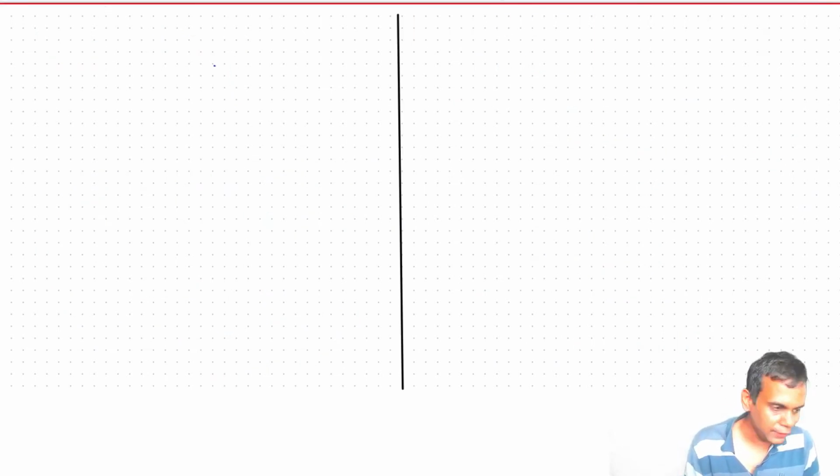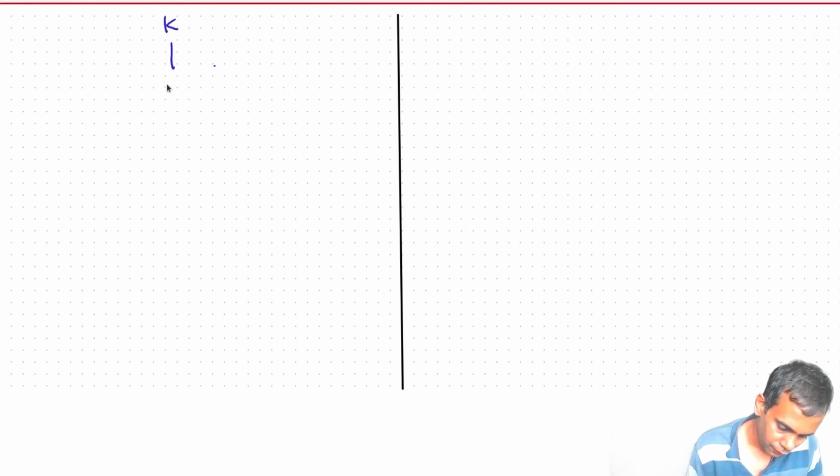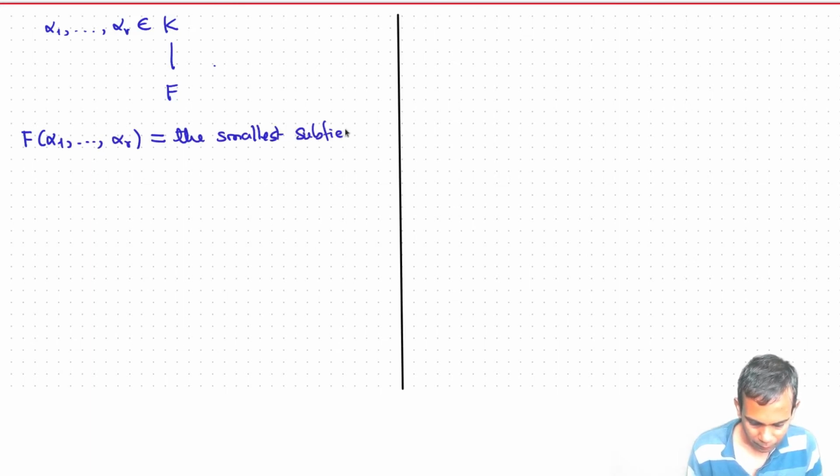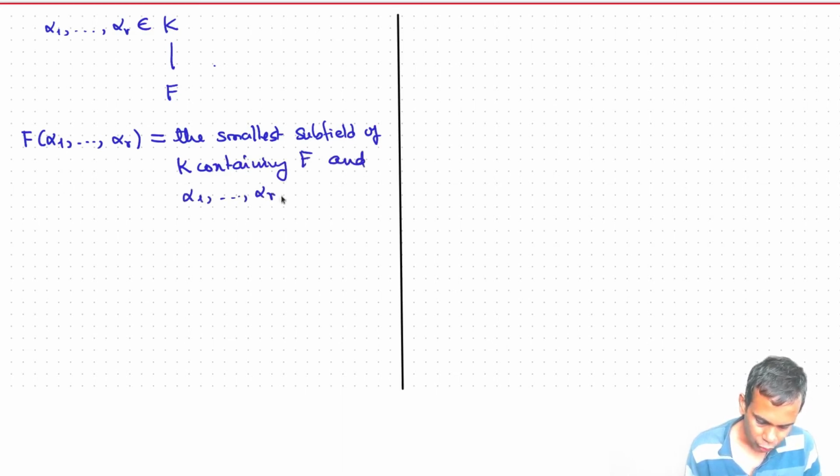As before, we have a field extension K over F. But instead of one element, let's say we have r elements in K. Then we can define in a similar manner F(alpha 1, ..., alpha r) to be the smallest subfield of K containing F and containing the elements alpha 1, alpha 2 up to alpha r.